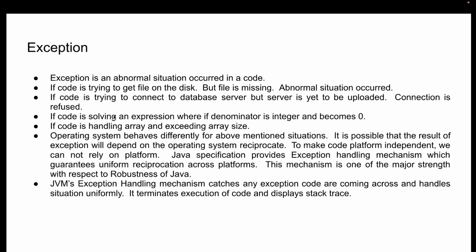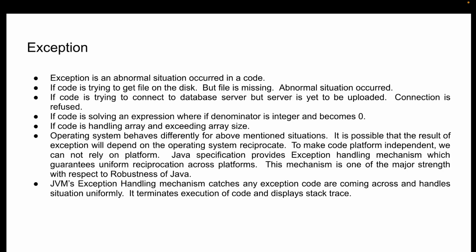Next, if code is solving an expression where the denominator is an integer and becomes 0. So see what happens. Suppose you are dividing any number. So you have the numerator part and you have the denominator part. And what happens at runtime, basically you provide the value of the denominator as 0. So what happens? Division by 0 in mathematics is not possible, right? So in that case you will get some kind of arithmetic exception. We'll see through these examples, but this is an abnormal situation.